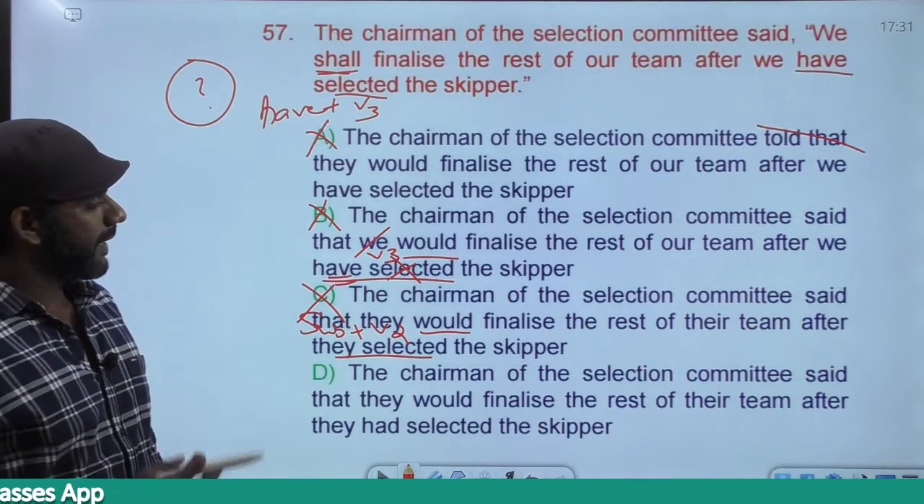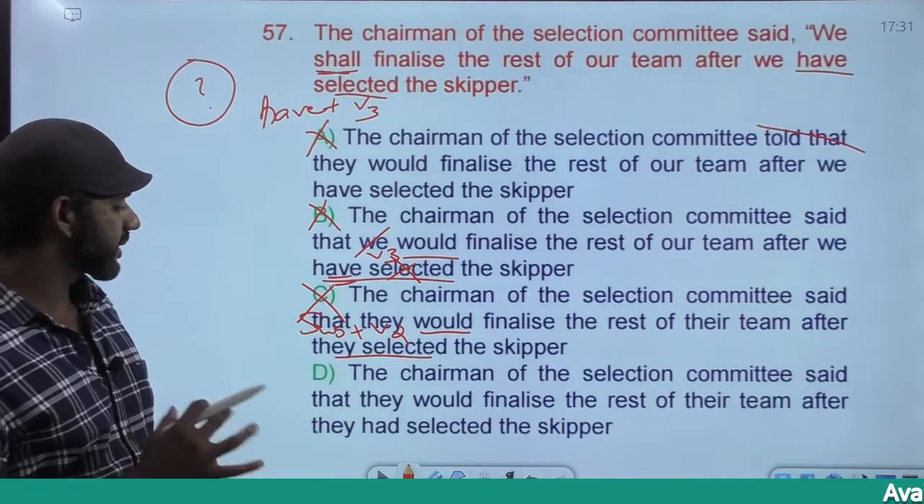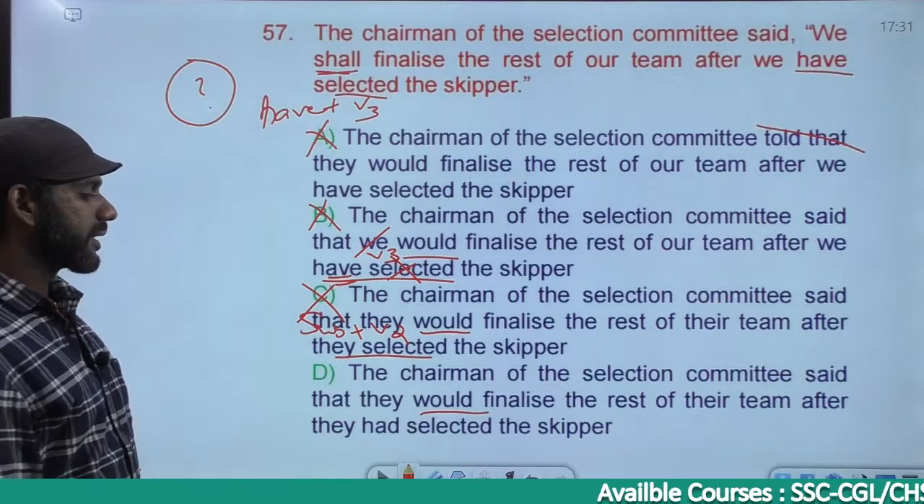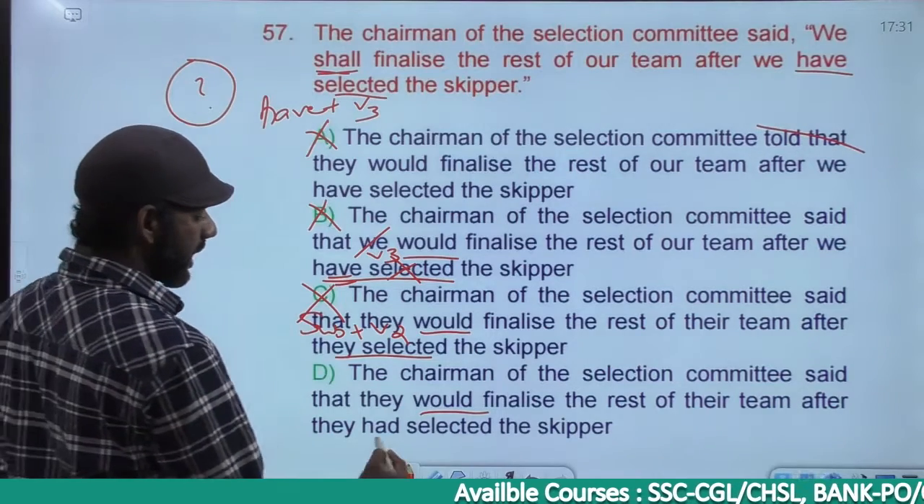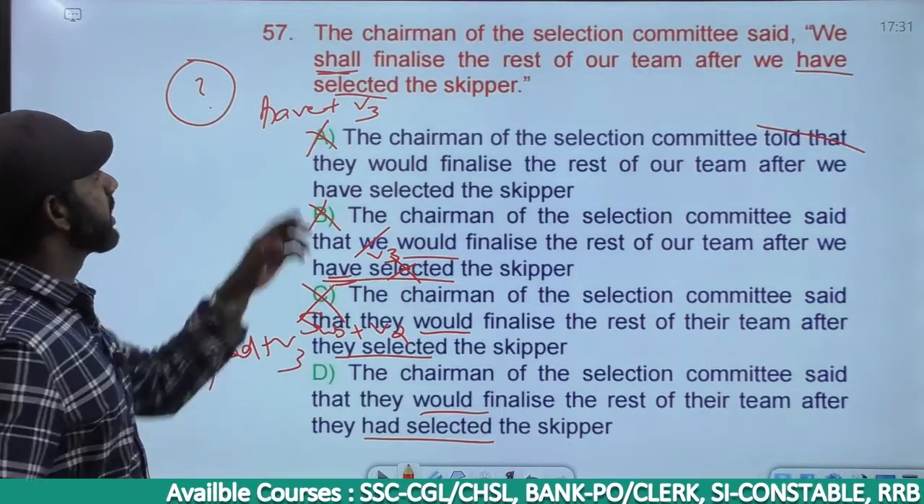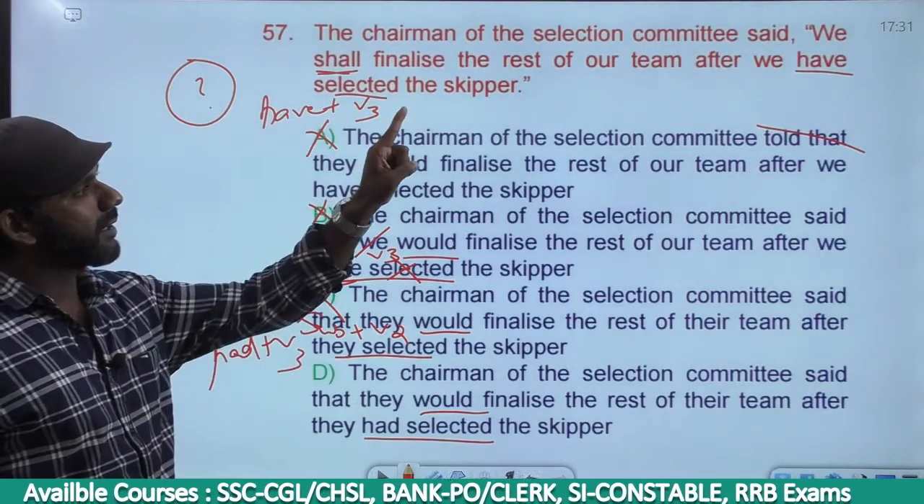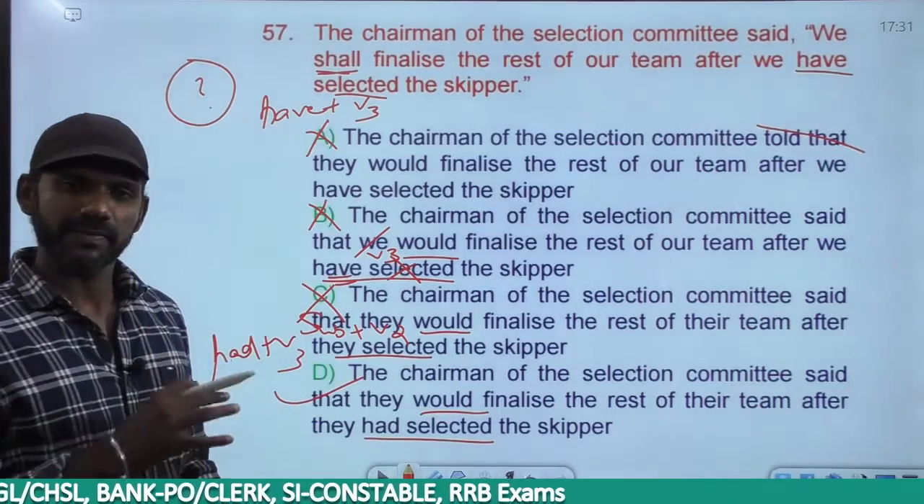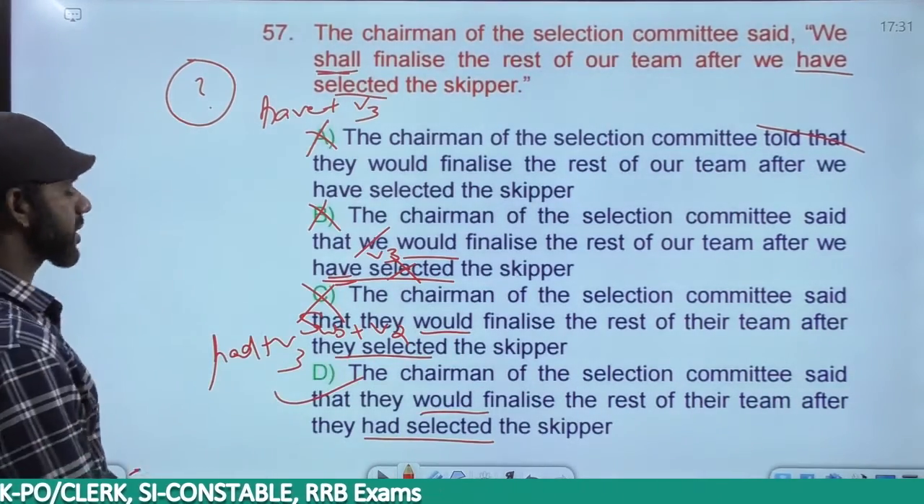Come to D. The chairman of the selection committee said that they would finalize the rest of their team after they had selected the skipper. Had selected is had plus V3, past perfect. Shall became would. Present perfect became past perfect. The answer must be option D. Fine. The next one.